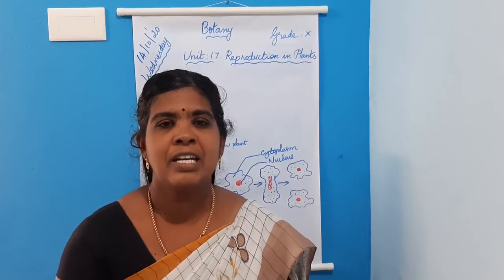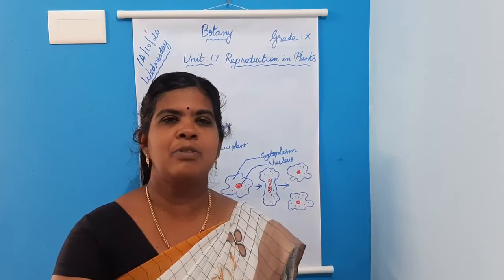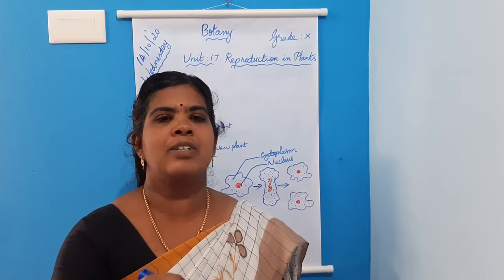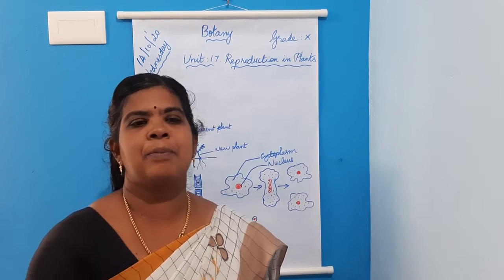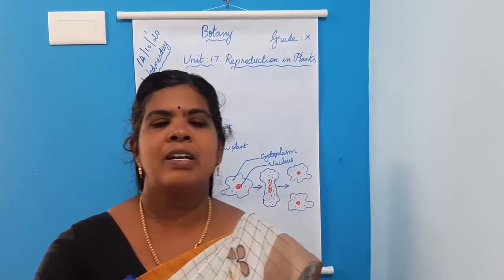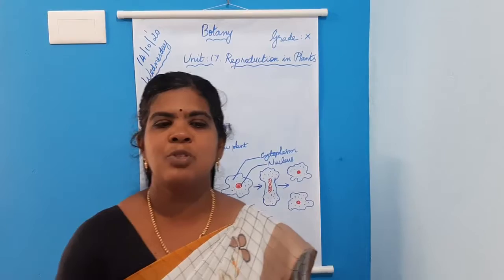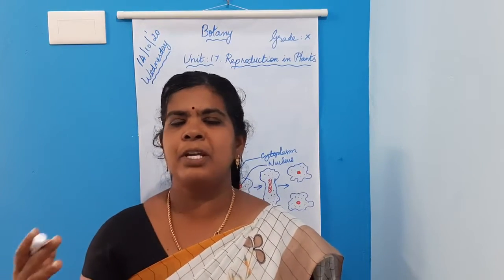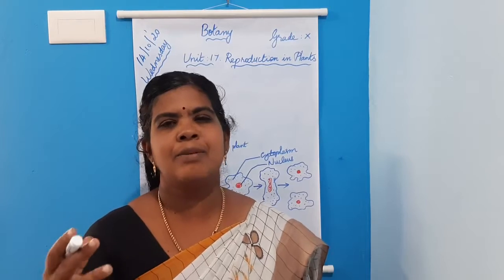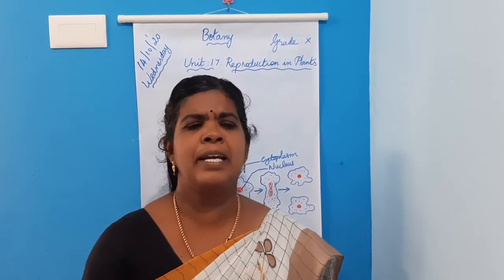What is reproduction? Reproduction is a process by which the organism produces its own kind, or young ones. That is reproduction. The time required to reproduce also varies from organism to organism, isn't it? There will be a great variation in the period of reproduction in yeast, bacteria, rats, elephant, human being, etc.